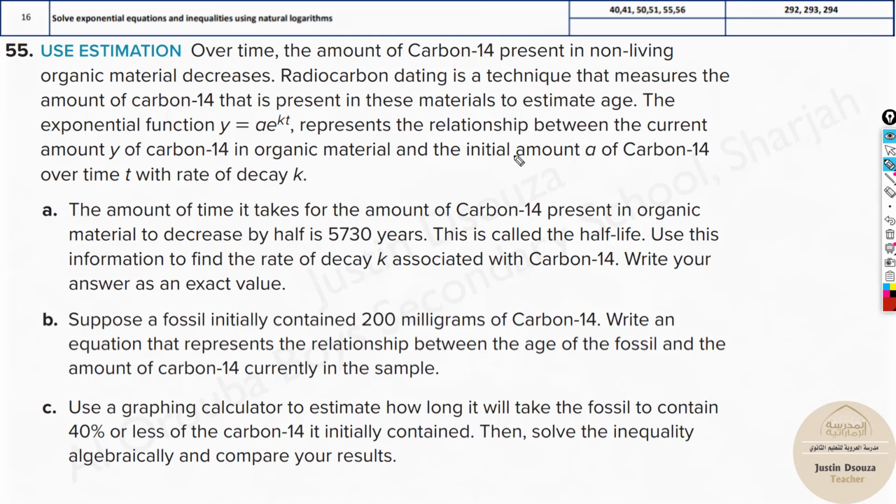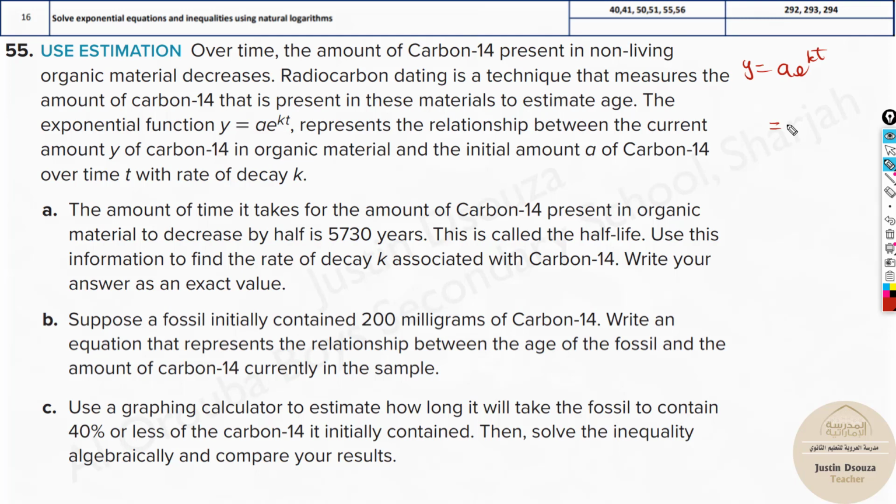So now, this is the formula. I'll just write it over here: y is equal to a e to the power kt. And they want you to find the k, the decay constant, because as time goes on, the radioactivity of the carbon decays, right? That is given over here, the half-life, that is 5,730 years. So the time is known. Let's substitute one by one.